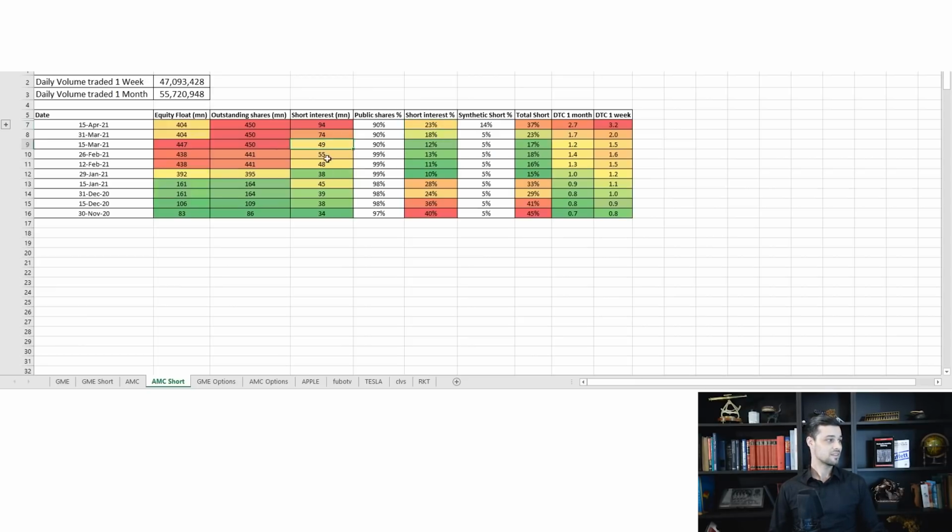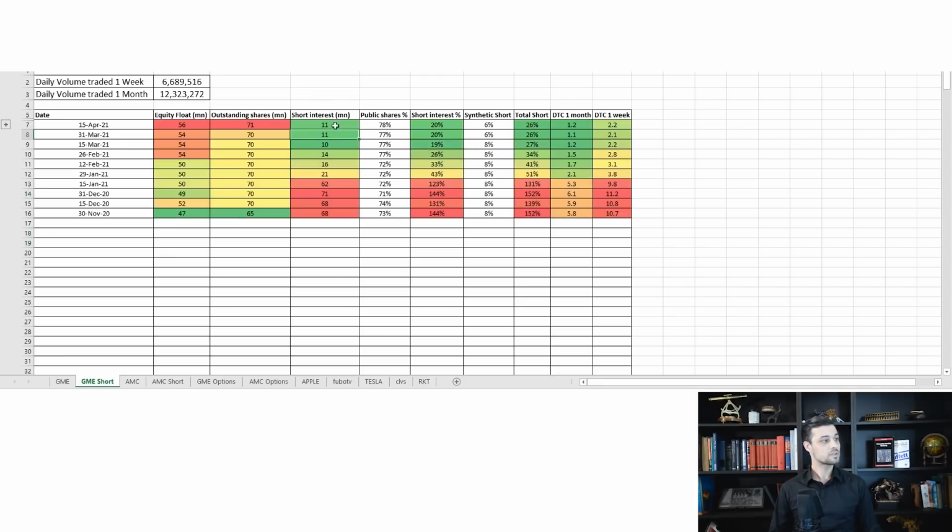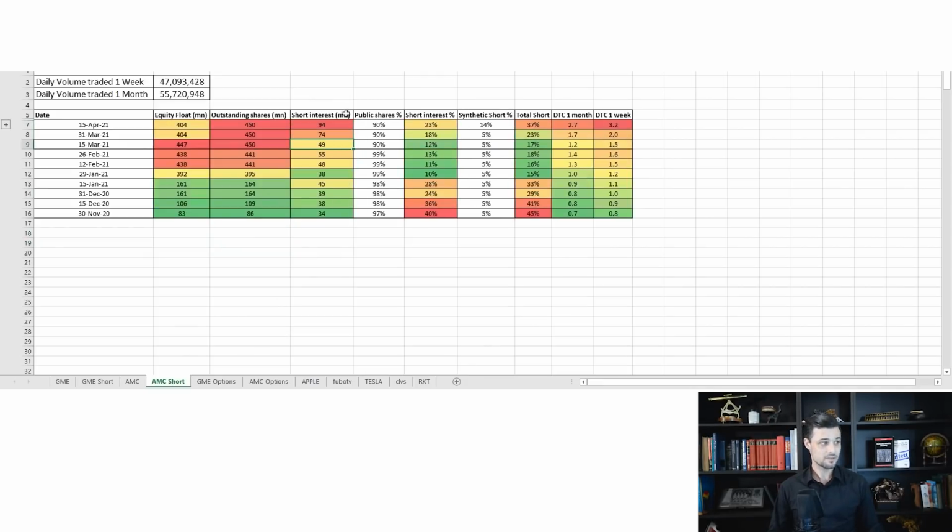Hedge funds just think that AMC is overvalued, and we can see that the fight between retail investors and hedge funds is starting again, because they're increasing their positions. For example, for GameStop, I'm going to show you guys very soon, but this number is stable. So the battle is happening on AMC right now. And this is why AMC got actually hammered in the past week. It's quite easy to understand. It's just hedge funds putting pressure.